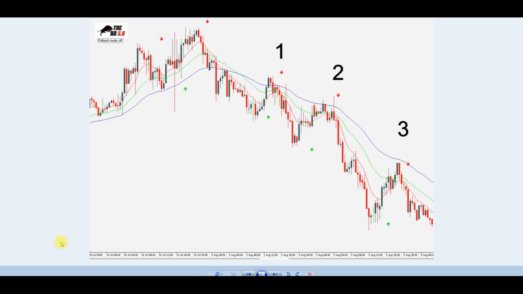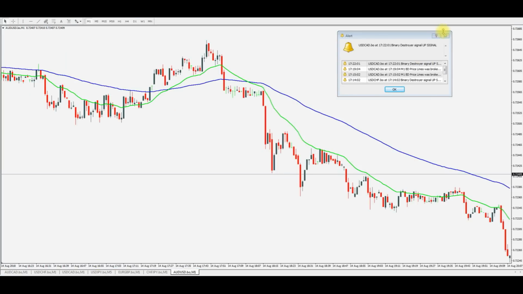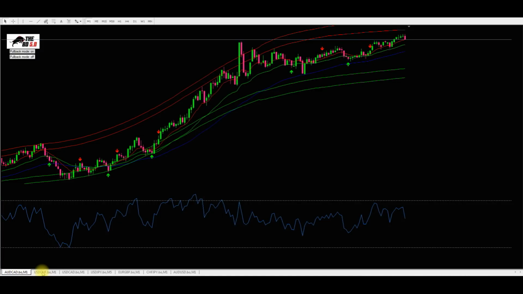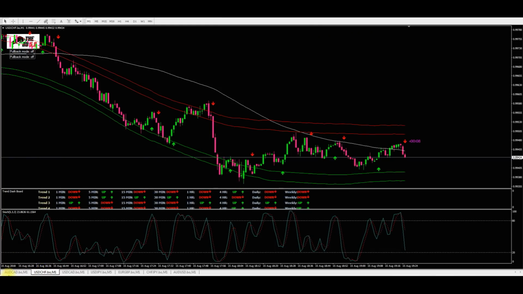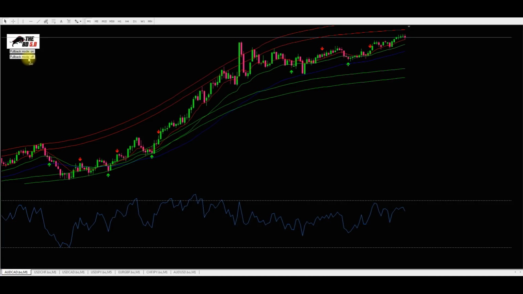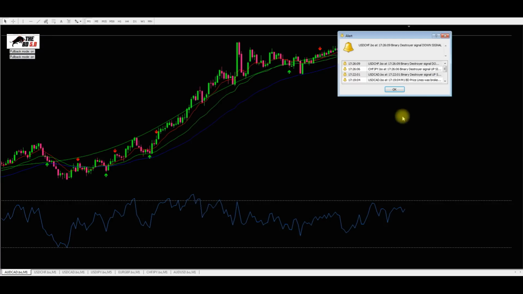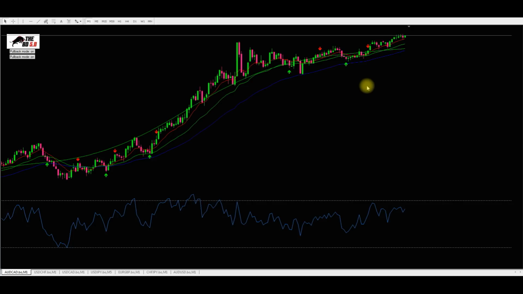Now let me just show you. We'll go over to the charts and we'll do some live trading. Okay, so what I've got here is the normal binary destroyer. You can see I can see my lines. You can change everything, all the modes. At the minute, it's pretty much 100% binary destroyer indicator, 100%.